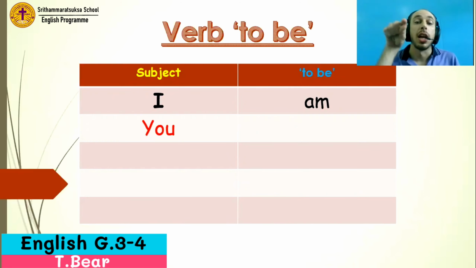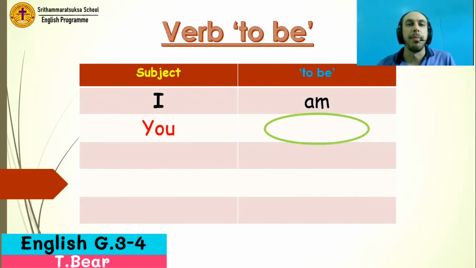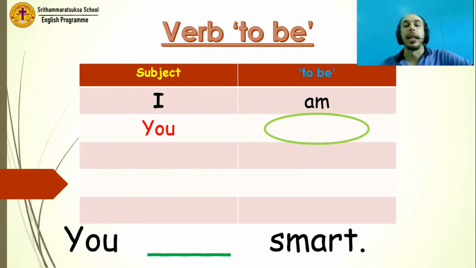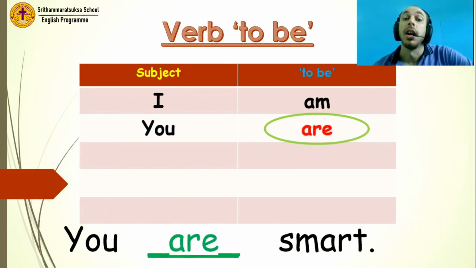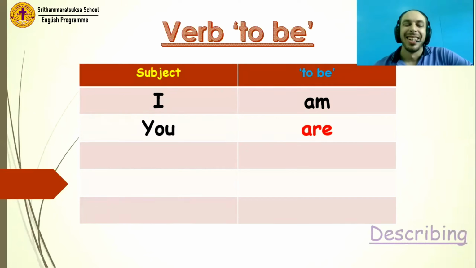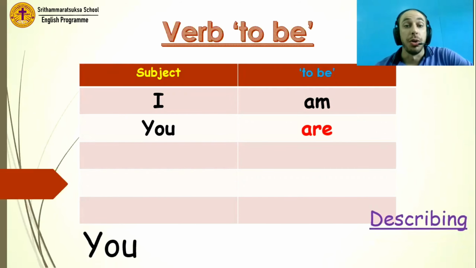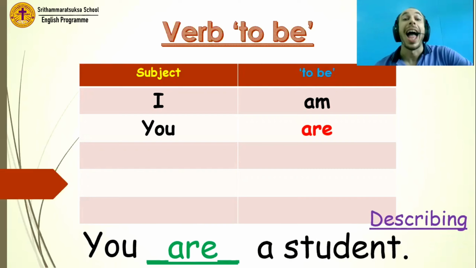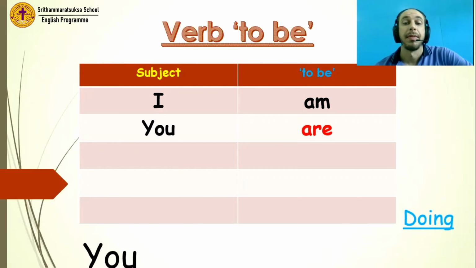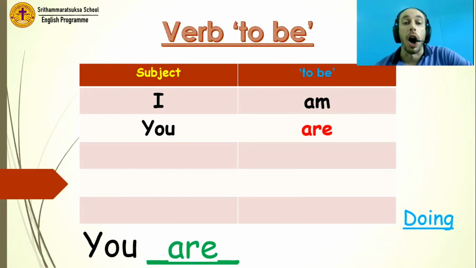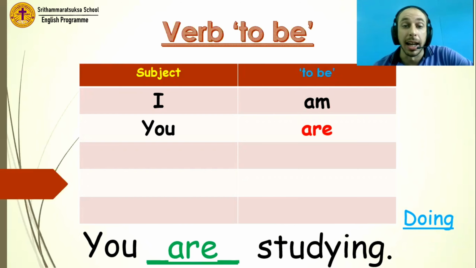Okay, now we're going to look at you. What does to be look like with you? Like in the sentence, you smart. If you said are, you are correct. You are correct, and you are smart. Okay. You are a student. You are studying.